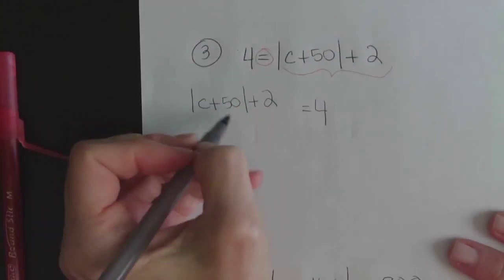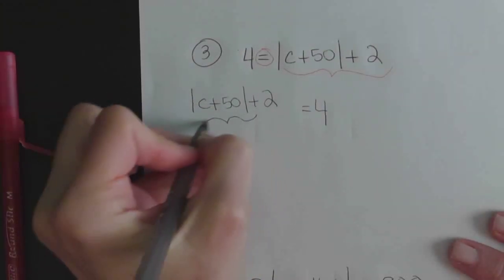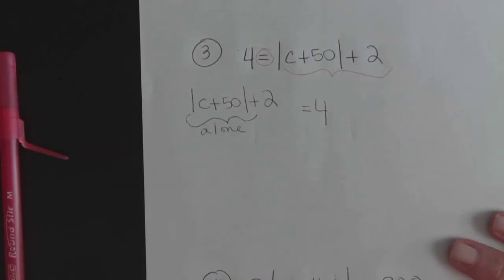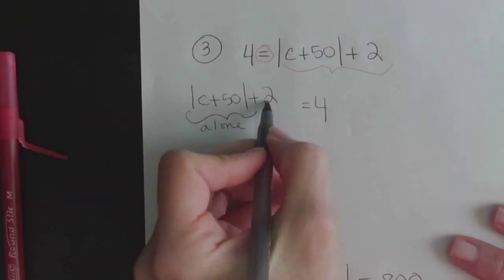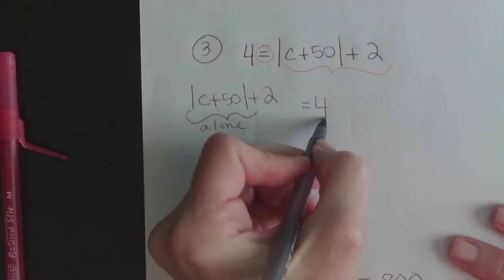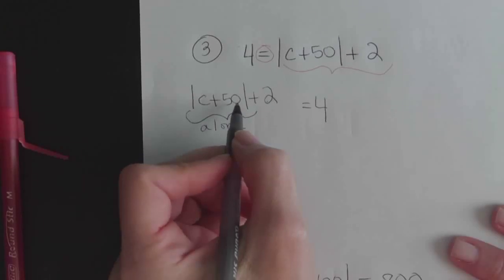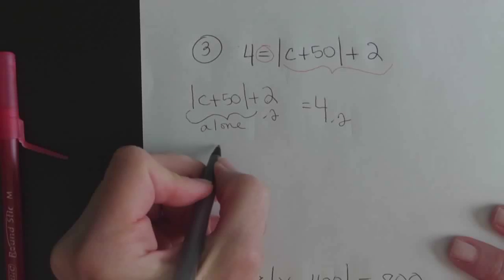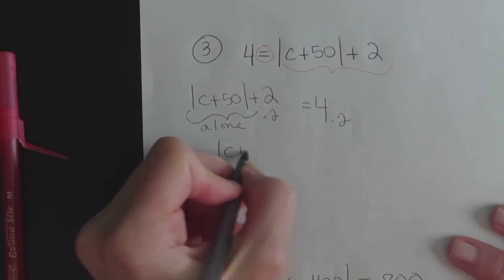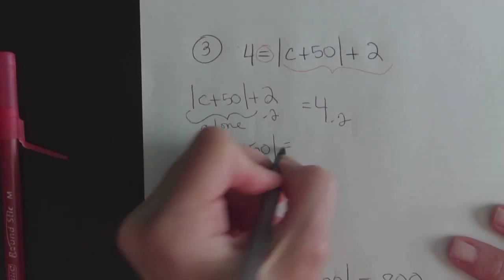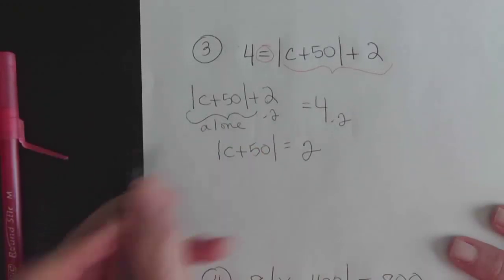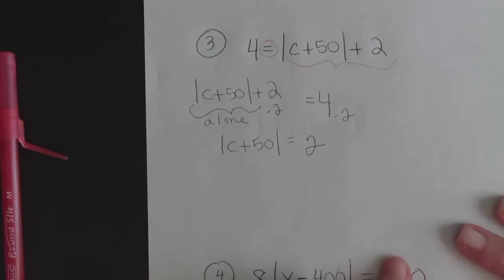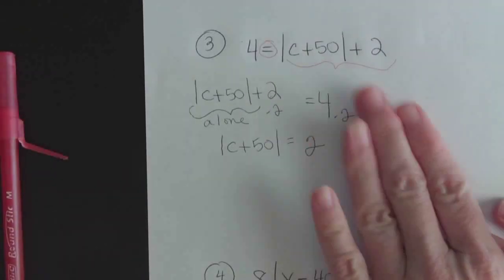Now, to do my algebra rule, the absolute value bars have to be alone. So before you do any of my steps here, I'd like you to move this 2 over to the other side to get the absolute value alone. So you're going to minus 2, minus 2. That's going to give you absolute value of C plus 50 equals 4 minus 2 is 2. And now it looks like all the other ones.